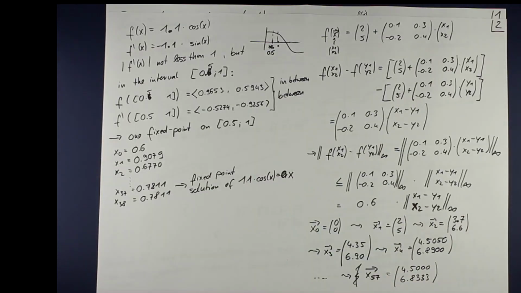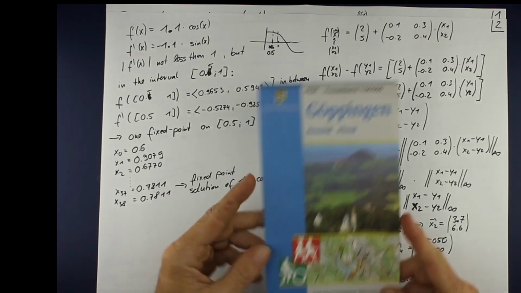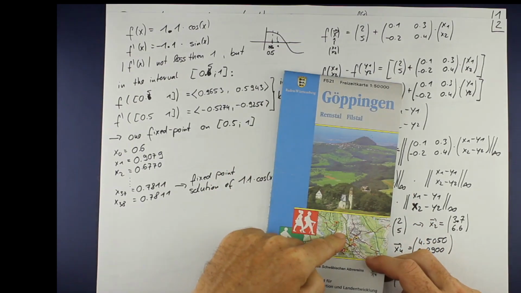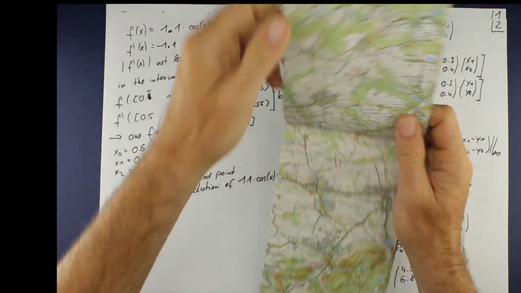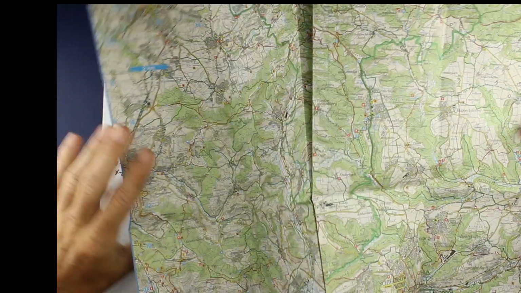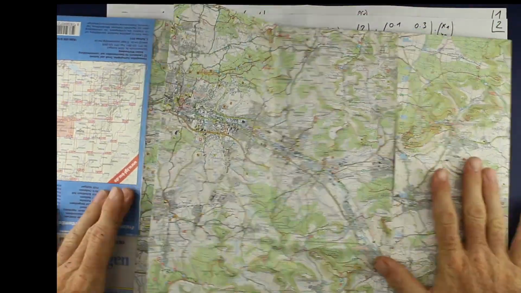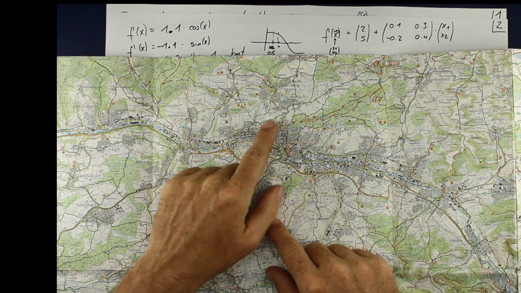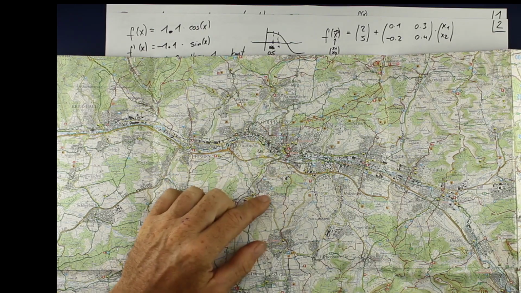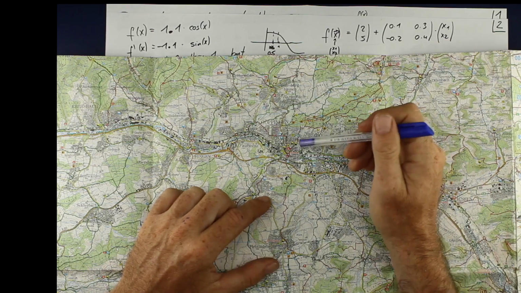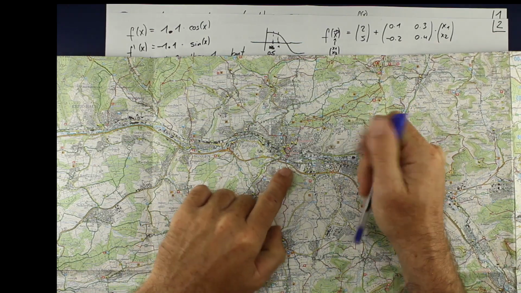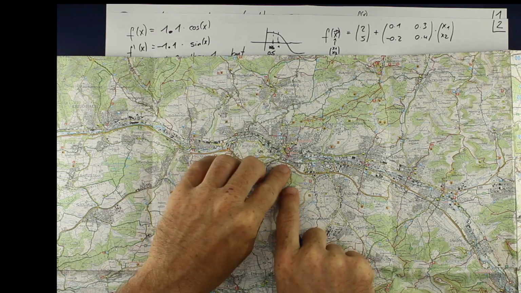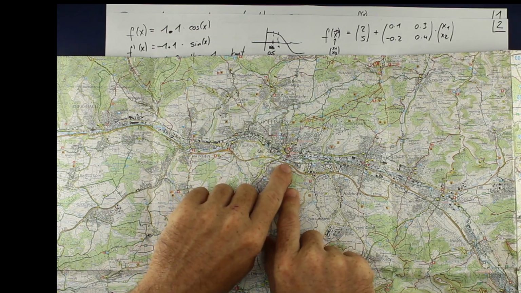And now to close this video, I have a really funny example, a real mathematics example. And this has to do with maps, with real maps. Let's open that map. And what do we see? We see Göppingen. That's the place where I am sitting right at that moment. I am sitting at the university complex, and this complex is here.